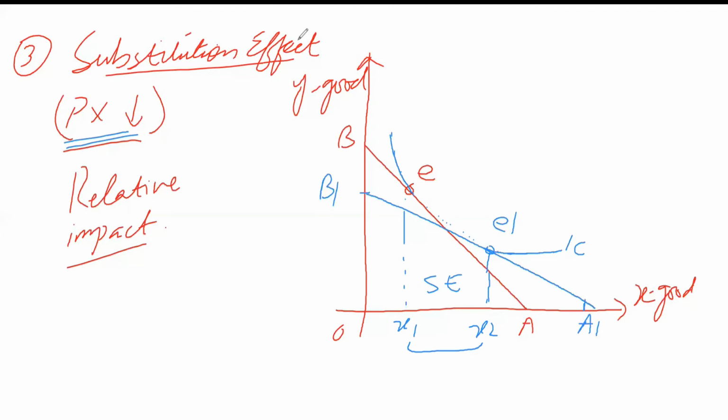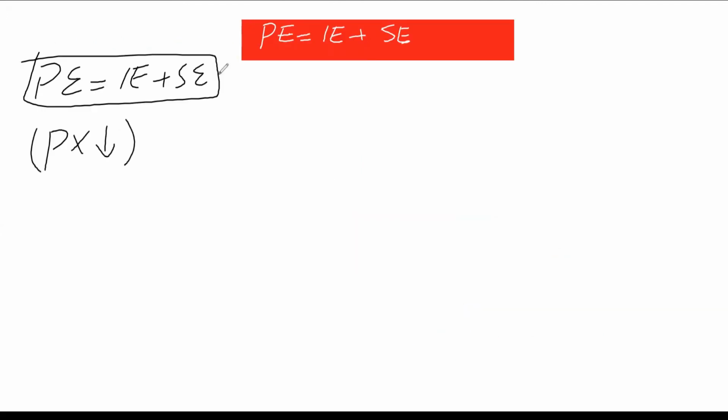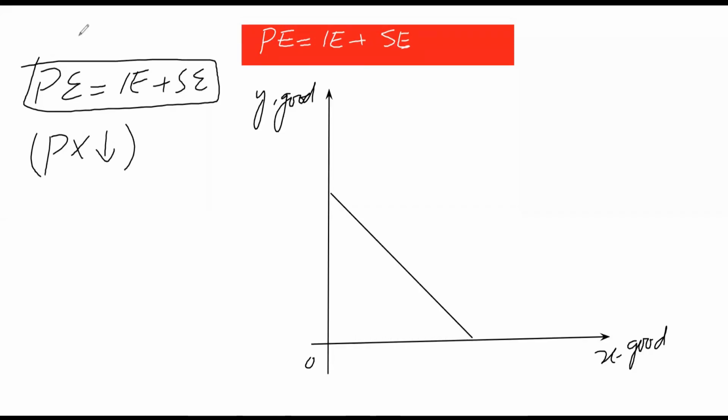Now next we have to prove that price effect is equal to substitution effect plus income effect, and we suppose that there is a fall in price of X. Draw a basic graph where the budget line is AB, the initial equilibrium let's say is at point E, and we draw a part of an indifference curve, not the complete IC curve. We can see that X1 quantity of X good is purchased by the consumer. Let's say it is 5 units of X.